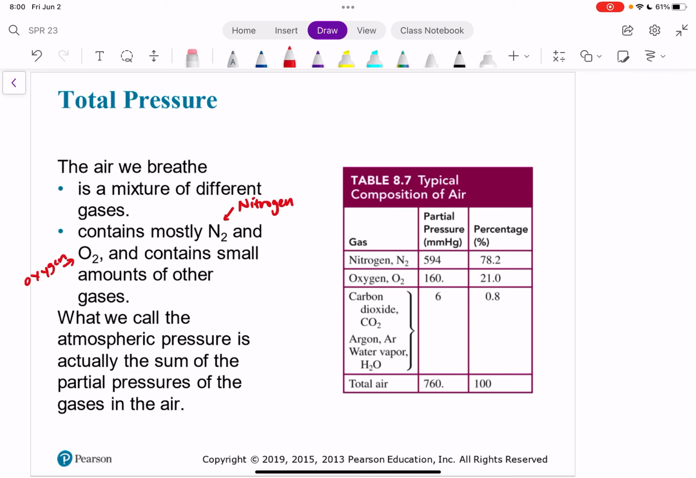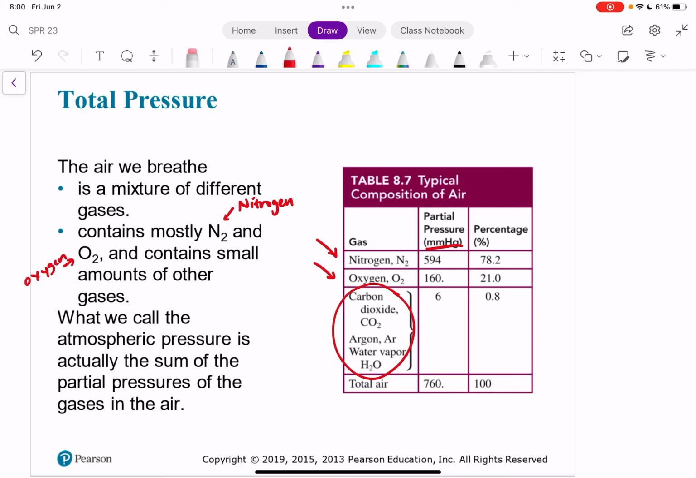Okay, so what we call the atmospheric pressure, right, that we talked about in one of our previous videos, is actually just the sum of all of the partial pressures of those different gases in the air. So in millimeters mercury here, we've got the partial pressure of these different gases. Nitrogen has a partial pressure of 594 millimeters mercury. Oxygen in the air has a partial pressure of 160 millimeters mercury. Okay, and then these other mixtures of gases have a partial pressure of 6 altogether.